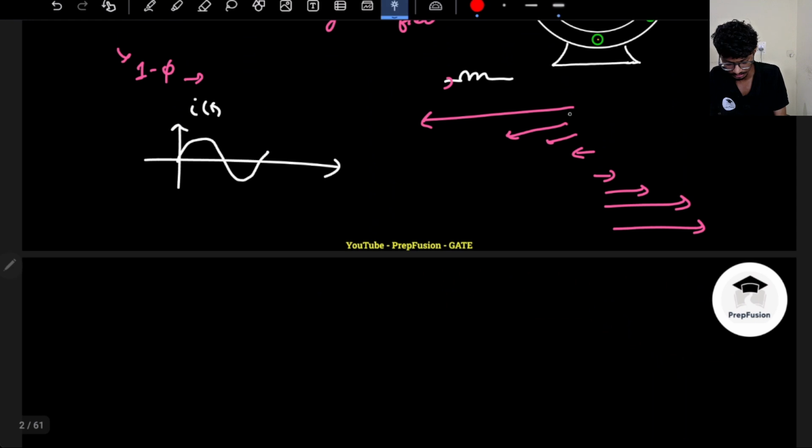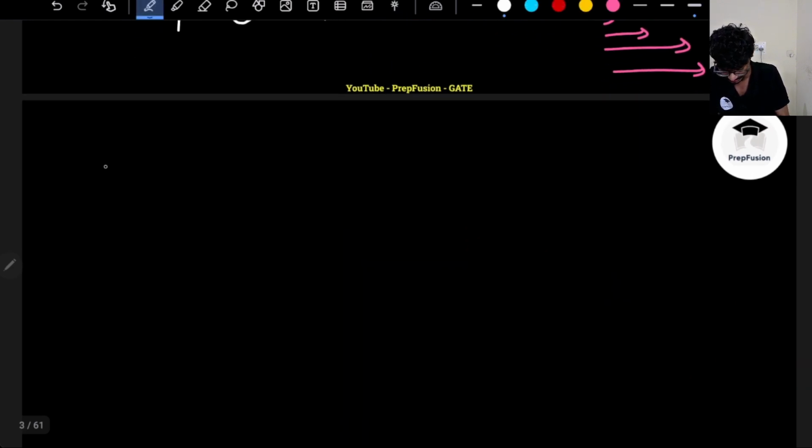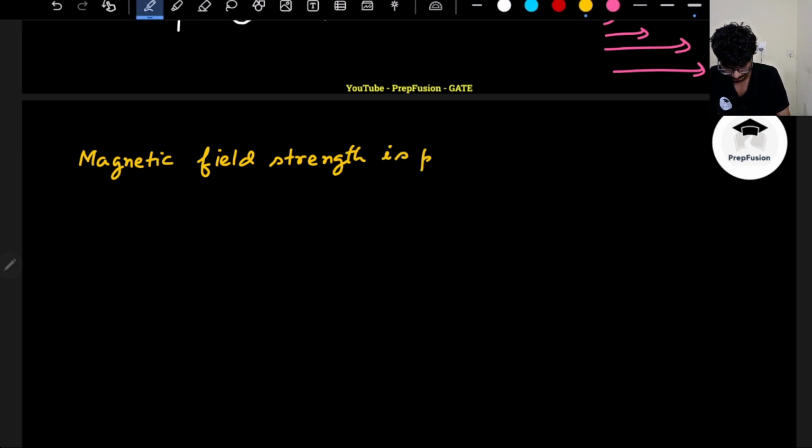If you see the north pole here, the magnetic field strength is pulsating in nature.